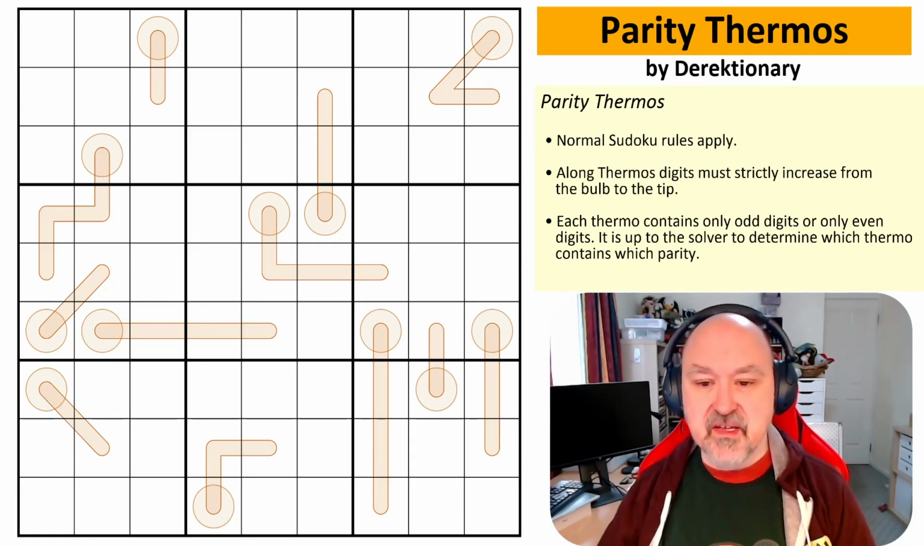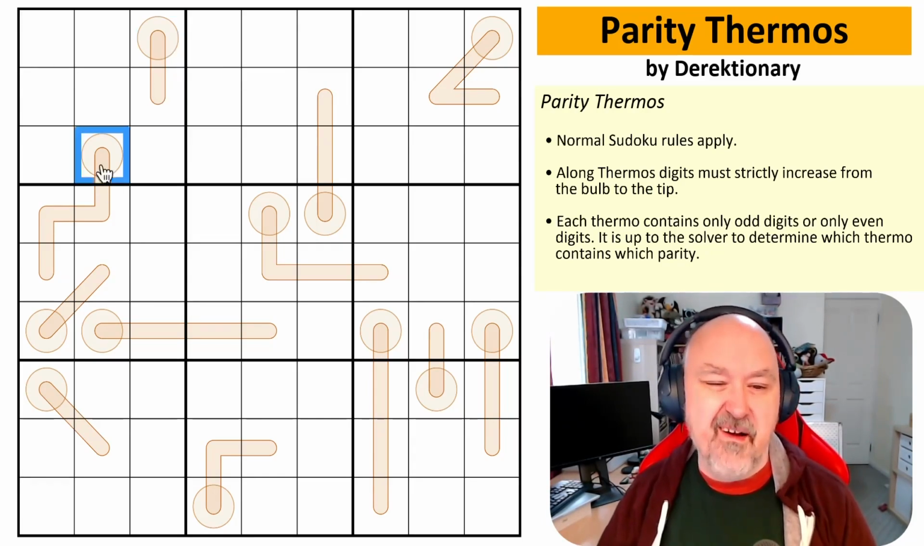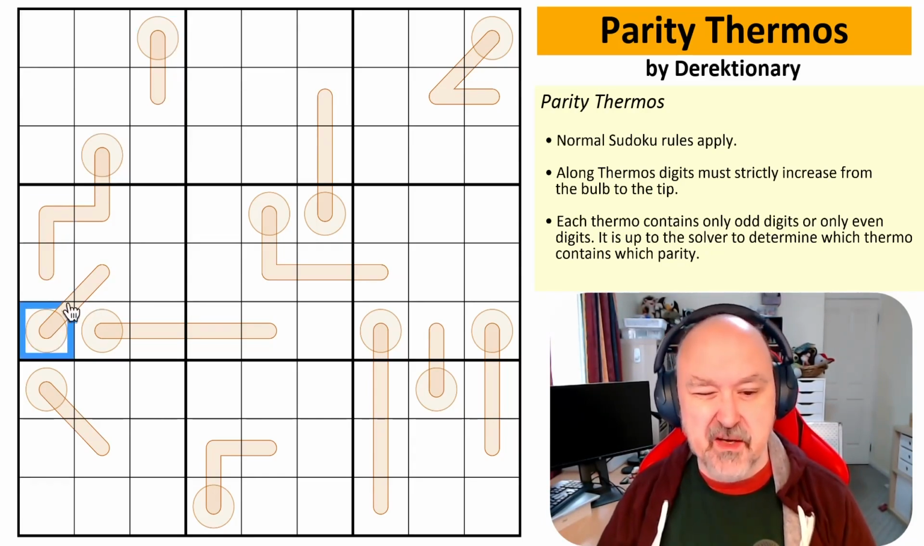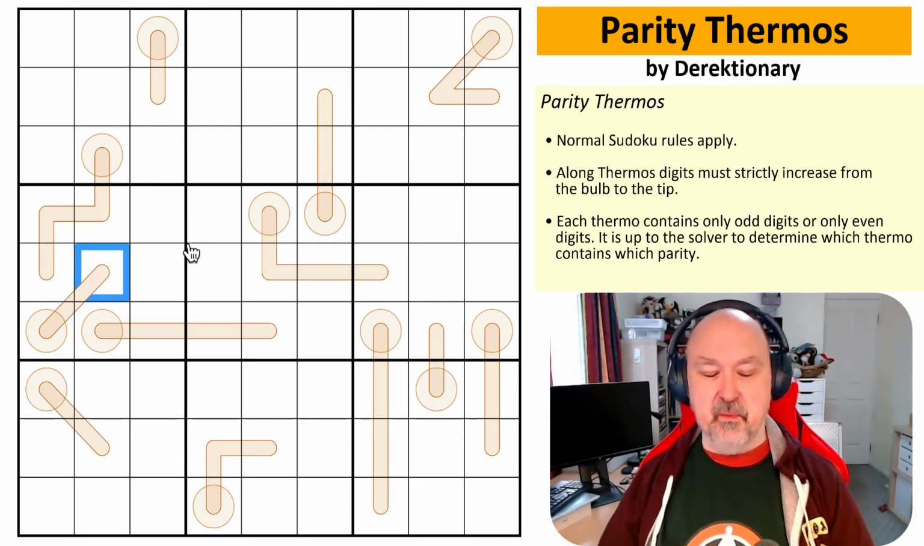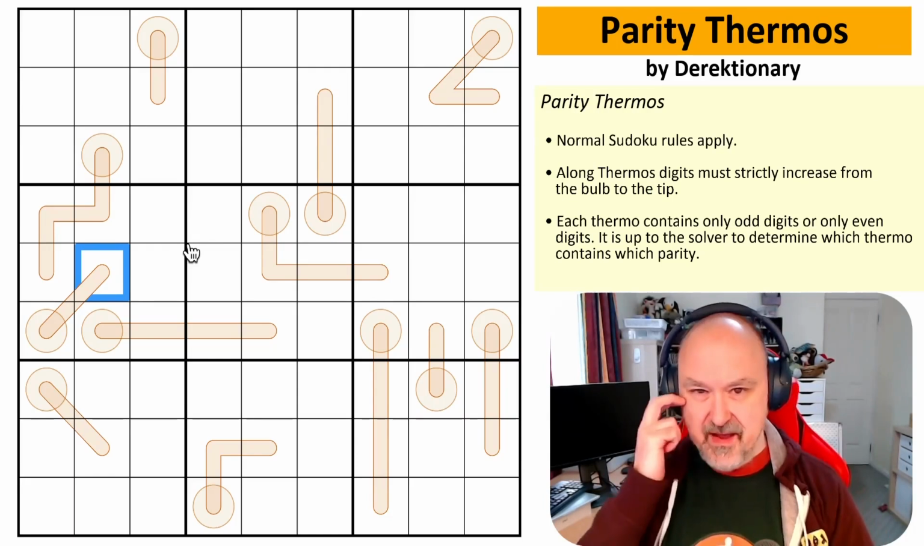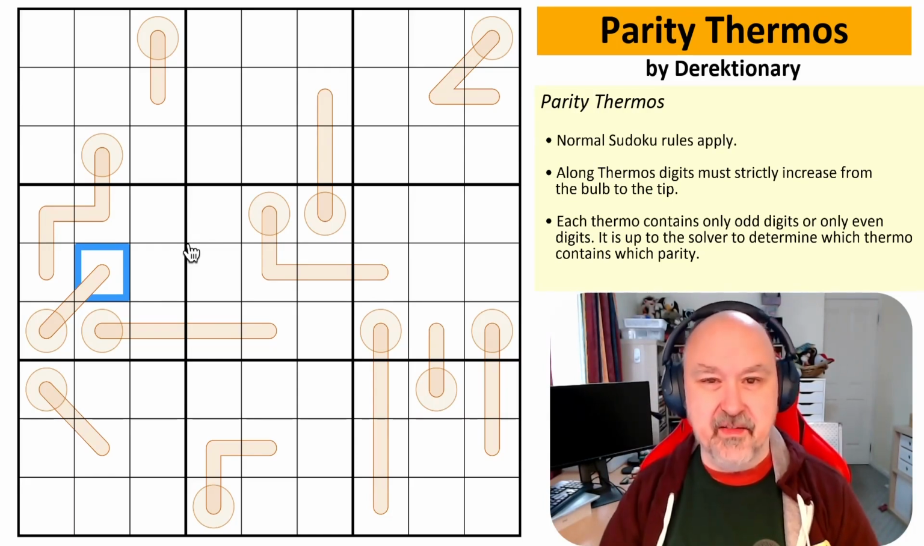But let's have a look at this puzzle. This is Parity Thermos by Derektionary, and I've set the thermos to try and match the parity colouring we did in our recent Polarizing Sudoku pack, which is all about parity. They may look a bit weird, but we'll see how it goes. Having a bit of fun with creating the look of a puzzle, when I have permission from the setter, is also something I like to do.